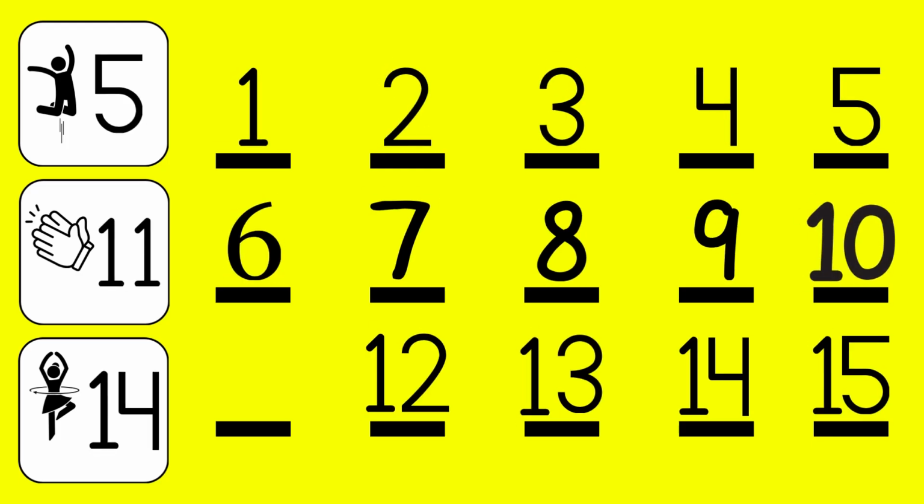Okay, now let's see if you can find the missing number. If it's a 5, jump. If it's an 11, clap. And if it's a 14, spin in one spot. All right, number 11 is missing. If you clapped, you were correct.